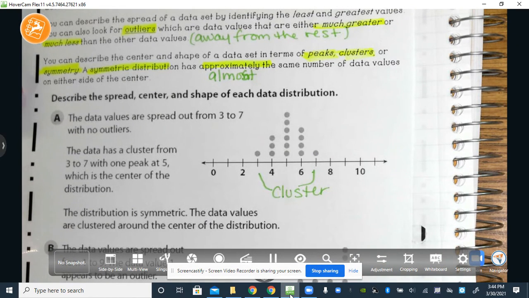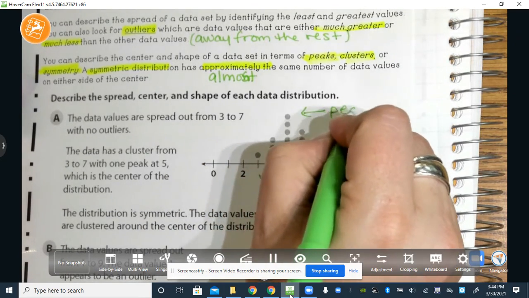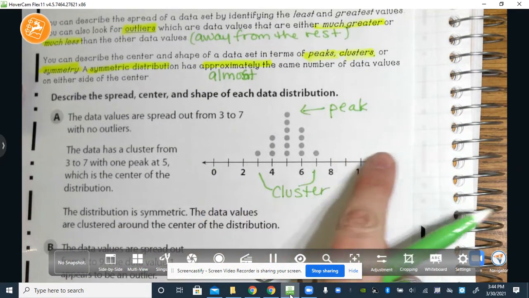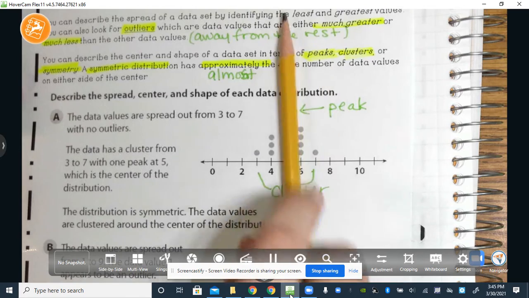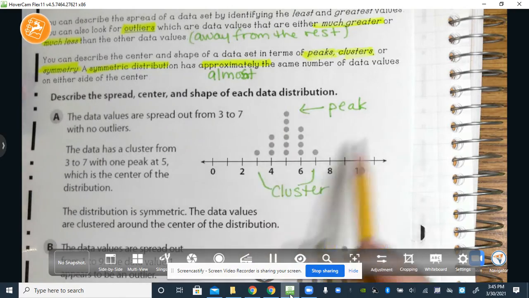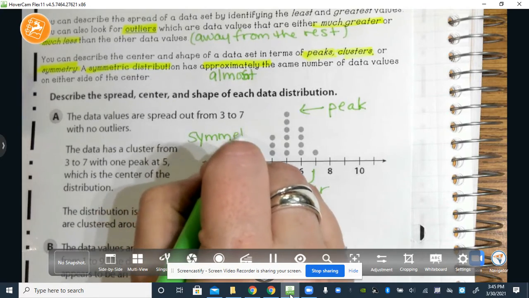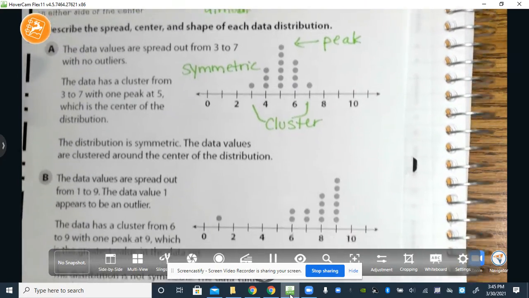The peak means the tallest one, the one with the most dots, is your peak. So I can say my peak is at 5. I do not have any outliers. They're all kind of right there close together in that cluster. And if I look at it, my data distribution from my center is almost symmetrical. So we can say that this would be considered symmetrical, or symmetric, because it kind of looks almost the same on both sides from the center. Okay? Now let's look at this next piece of data.